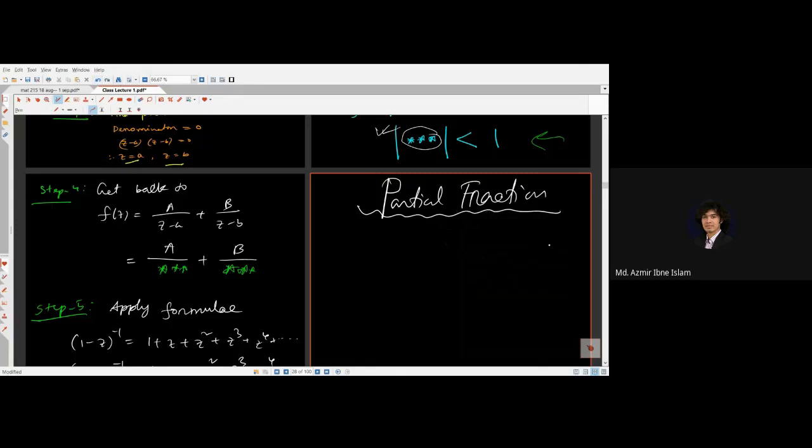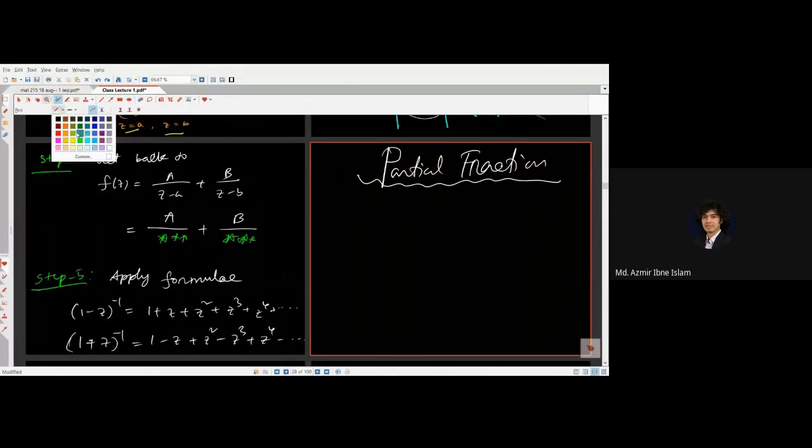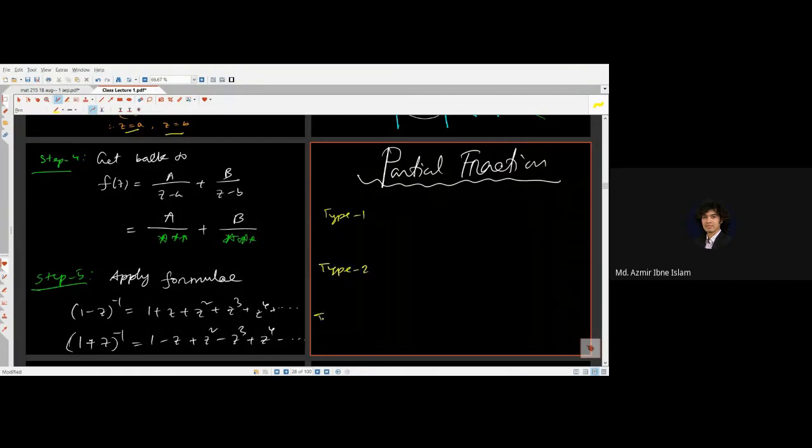In Math 120, you have also done partial fraction for solving rational integrals. So these are the things. Partial fraction is important. Now in partial fraction, we have some types. Let me recall all the types. Type 1, you know all these things. Type 2 and type 3. These are the general types. We have also some other types, but I think you don't need all these things. Just these are important.